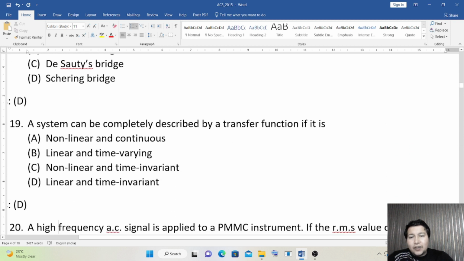A system can be completely described by a transfer function if it is non-linear and continuous, linear and time varying, non-linear and time invariant, linear and time invariant. Here the correct answer will be linear and time invariant.